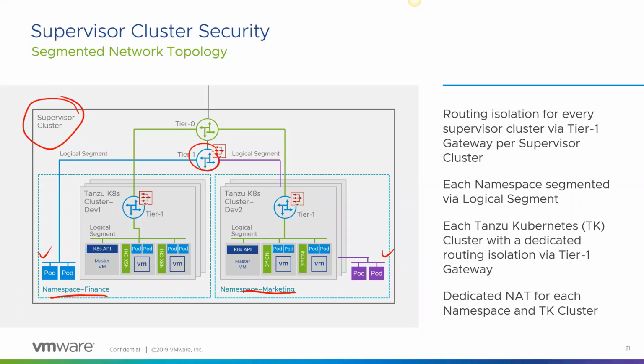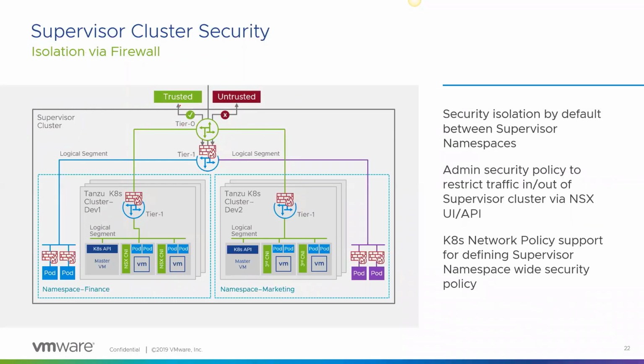Now, what if I did a Tanzu Kubernetes cluster? For my Tanzu Kubernetes cluster, we will get a T1 created for each Tanzu cluster, right? That will handle the ingress and egress for load balancing and NATing respectively. But notice it's also going to the same T0 that my supervisor cluster's T1 is going to. As far as security, again, at the T1, we're going to have a firewall rule.